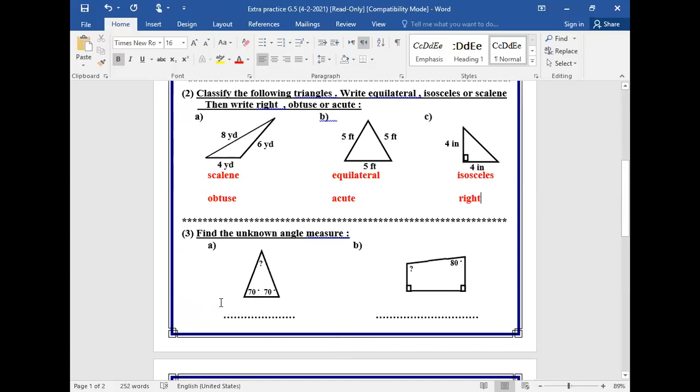Okay, the next one. Find the measure of the unknown angle. How can we find the measure of the unknown angle in the triangle?